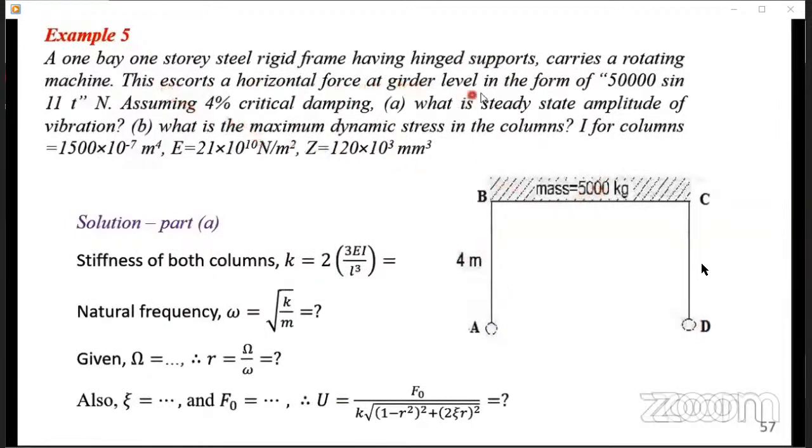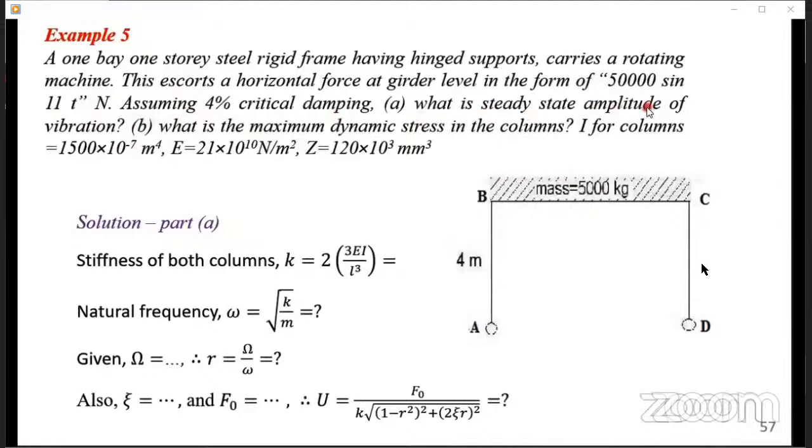This exerts a horizontal force at the girder level, the beam level, in the form of 50,000 sin 11t. So the machine resting on top exerts a forcing function, and this force is sinusoidal, so it's harmonic. Then you are told to assume 4% critical damping.